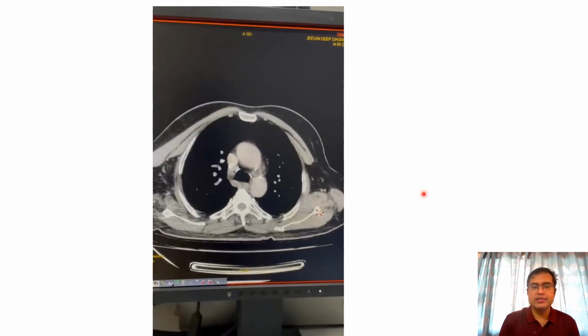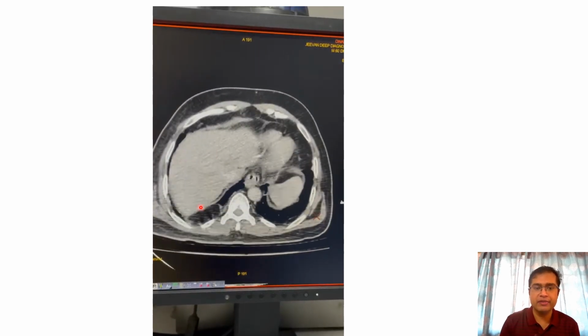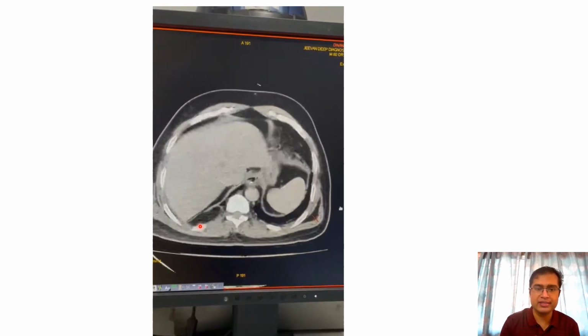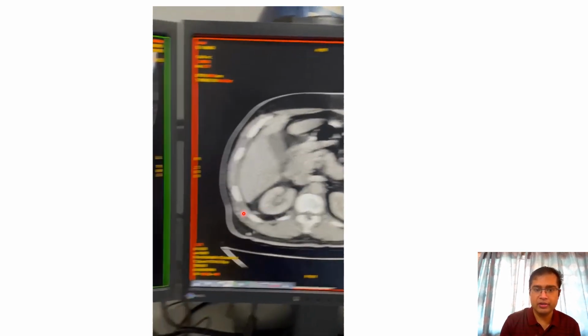So this is the second case. This is the axial section of that particular patient. This was an incidental finding. Here we can see that there is some defect in the diaphragm and there is herniation of the peritoneal fat into the thoracic cavity from that defect.